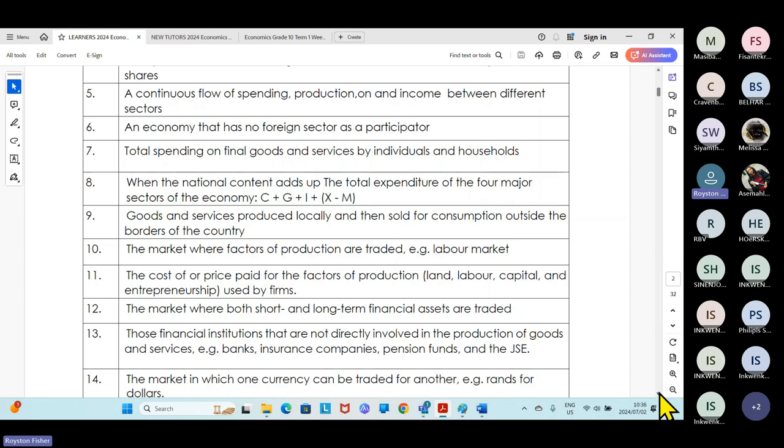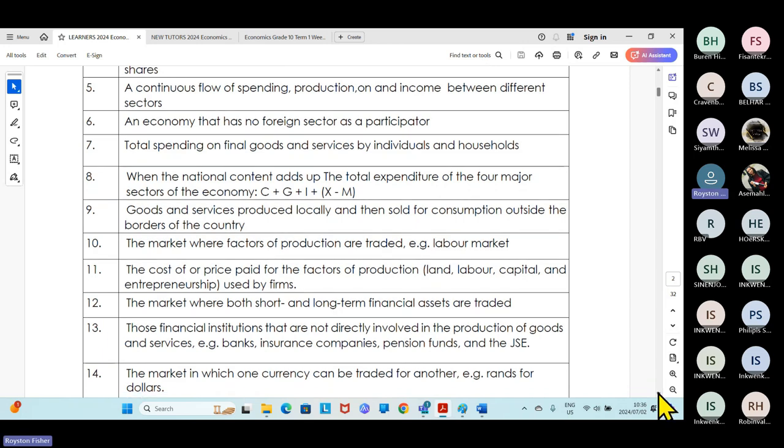Then number six, an economy that has no foreign sector as a participant. So this ties in with number five. Remember, we have our various sectors, government, households, businesses, and then the foreign sector. But now we exclude the foreign sector as a participant. And that brings us to a closed economy, because we are just dealing within the country, so we do not allow trade to take place.